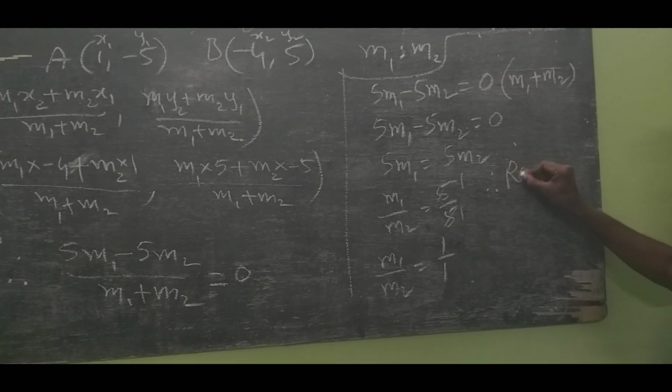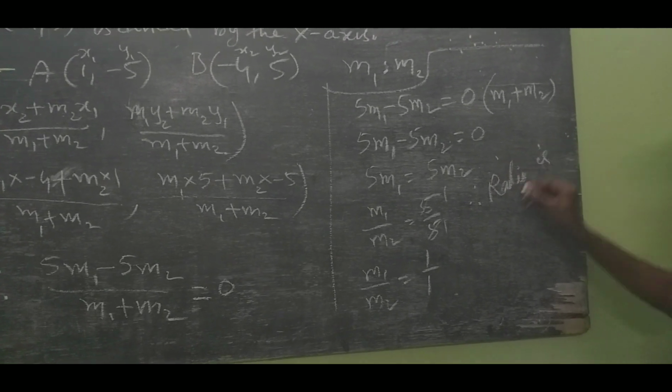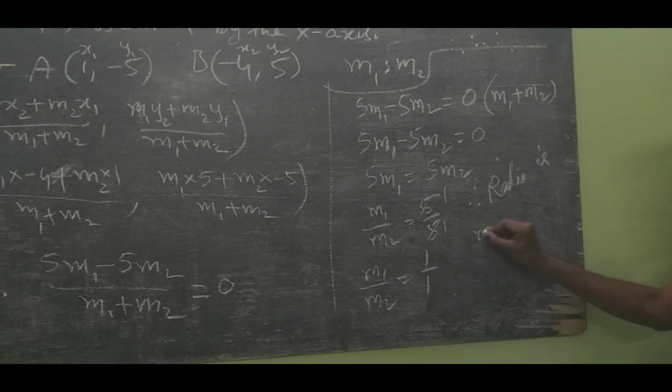Therefore, the ratio m1 is to m2 is 1 is to 1.